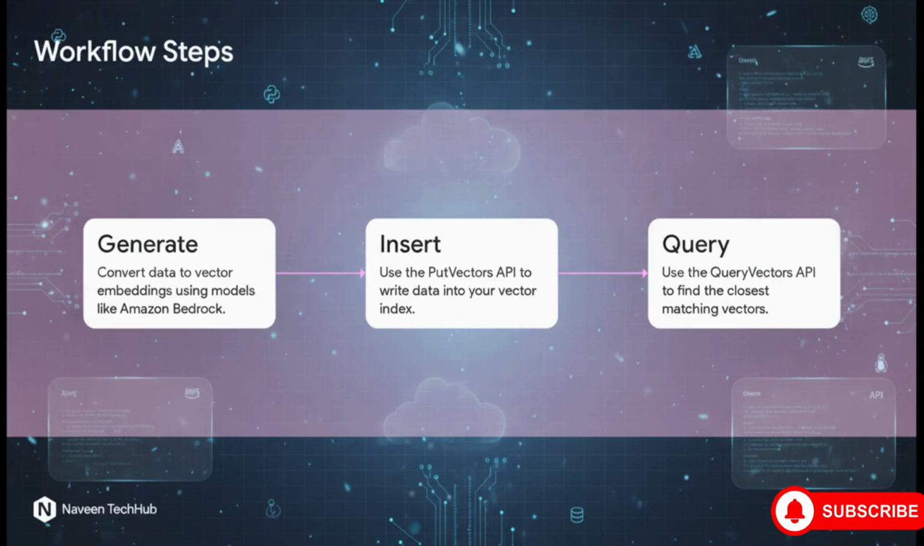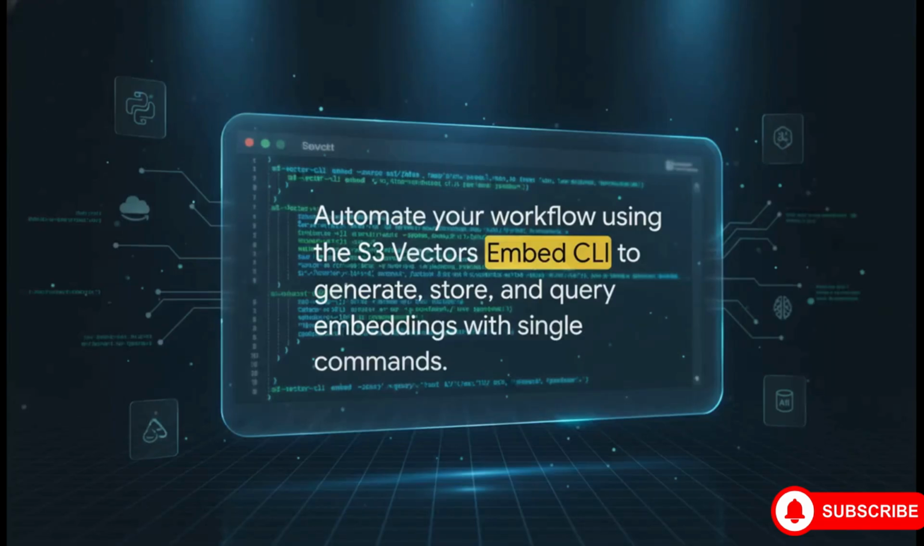And finally, step 3, QueryVectors. You take your user's prompt, embed it using that exact same model, and fire off the QueryVectors API to find the closest matches, while simultaneously applying any of those metadata filters we just talked about. Oh, and for developers who want to prototype rapidly, AWS actually provides a standalone tool called the S3 Vectors Embed CLI. It's fantastic because it lets you totally automate the embedding workflow. Using just simple, single commands, you can generate your embeddings, store them securely in your index, and query them. It really takes a lot of the friction out of that initial development process.